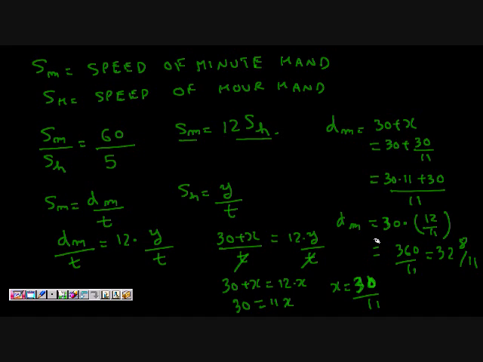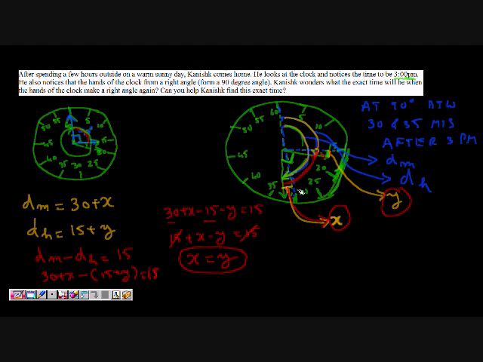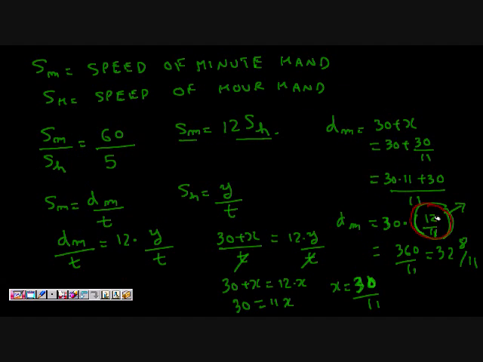Okay, now let's consider this factor here, 12 by 11. This is called the correction factor. It is used as a correction factor to account for the distance traveled by the minute hand past the 30-minute marker. So in this case, the minute hand must travel past the 30-minute marker, so this 12 by 11 is used as a correction factor to account for that extra distance traveled by the minute hand. Okay. Now this correction factor can be used for a variety of other problems.